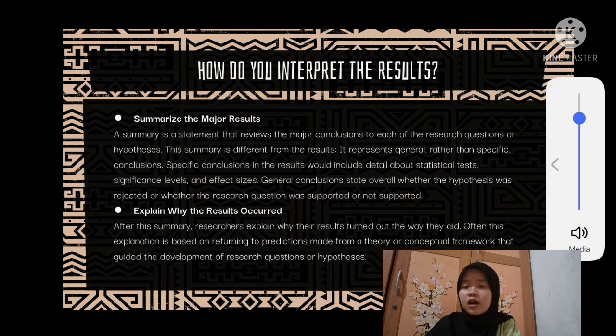Why the result occurred. After this summary, researchers explain why the results turned out the way they did.